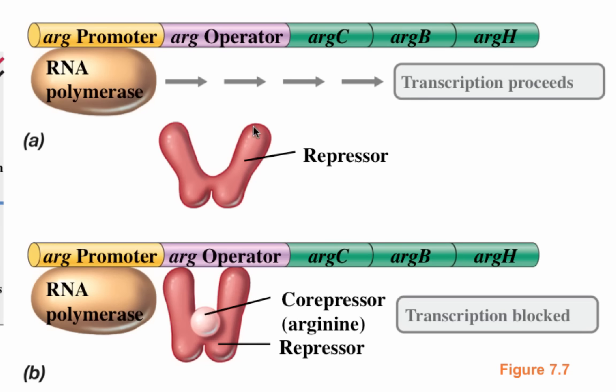However, when sufficient arginine is present in the cell, arginine works as a co-repressor, binding to the repressor and inducing a conformational change that now allows it to bind to the operator. At that point, transcription is blocked, and you do not have more transcription of the enzymes that are going to be required for arginine biosynthesis.